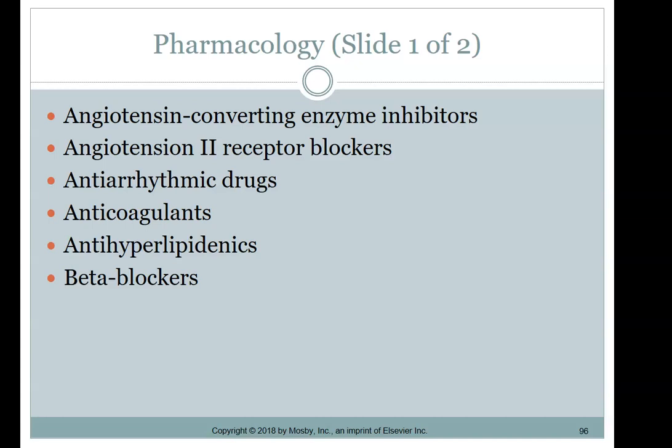The antihyperlipidemics lower bad and/or raise good cholesterol levels to reduce the risk of heart attack or stroke. And then your beta blockers depress the heart rate and force of the heart contractions by decreasing the effectiveness of the nerve impulses to the cardiovascular system. They typically are prescribed to treat angina pectoris, hypertension, and cardiac arrhythmias.